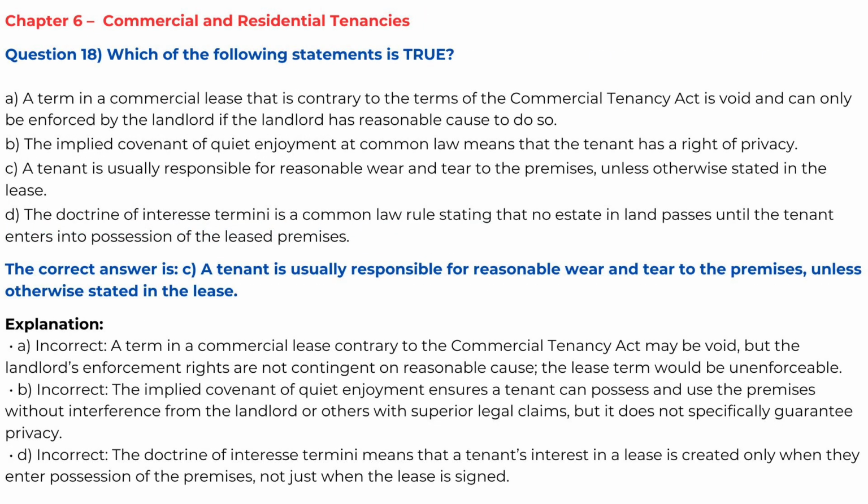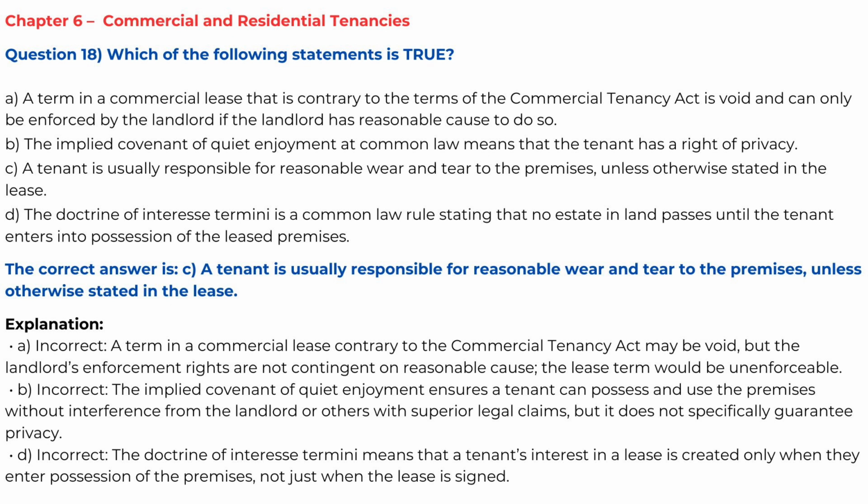Question 18. Which of the following statements is true? The correct answer is C. A tenant is usually responsible for reasonable wear and tear to the premises, unless otherwise stated in the lease. Explanation. A. Incorrect. A term in a commercial lease contrary to the Commercial Tenancy Act may be void, but the landlord's enforcement rights are not contingent on reasonable cause. The lease term would be unenforceable.